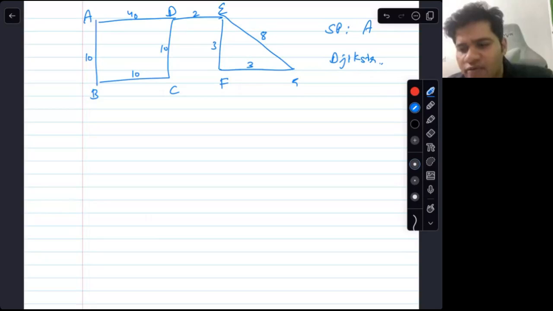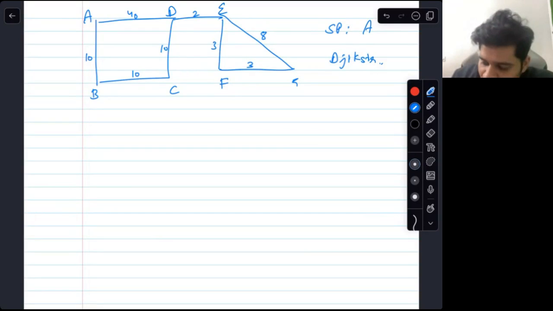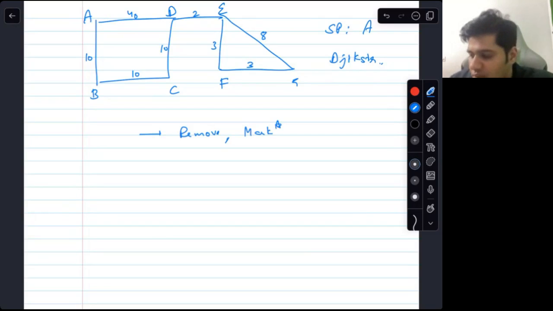It would be very near to full blown. Don't worry. Okay. So you start with this algorithm. Please remember this algorithm. Remove, mark star. Add neighbor star. Remove mark star, add neighbor star. So you have to remember this. I'll start doing it. You will soon understand what it is.